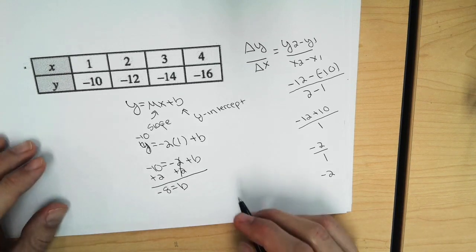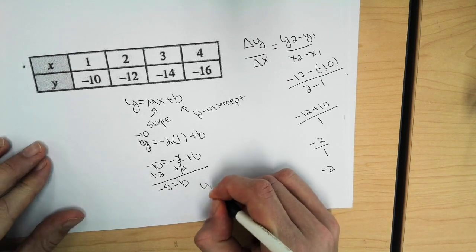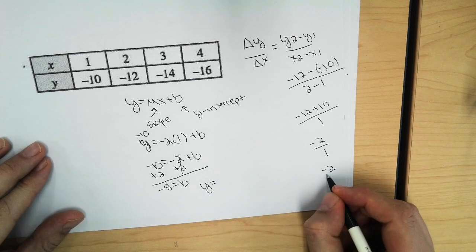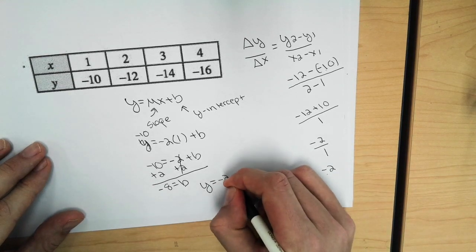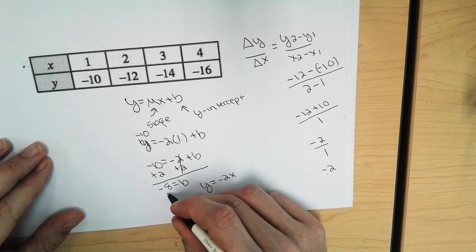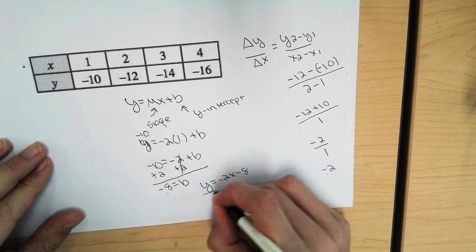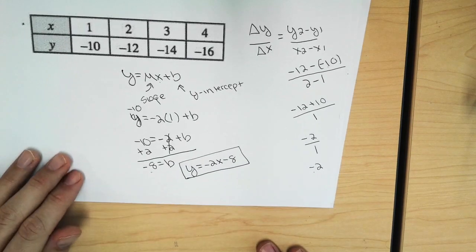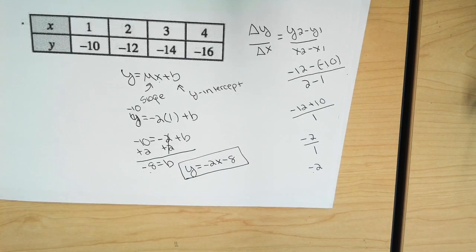Now let's put everything together. My equation then for my line is y equal to, remember our rate of change was minus 2, x minus 8. So our equation for our line is y equals minus 2x minus 8.